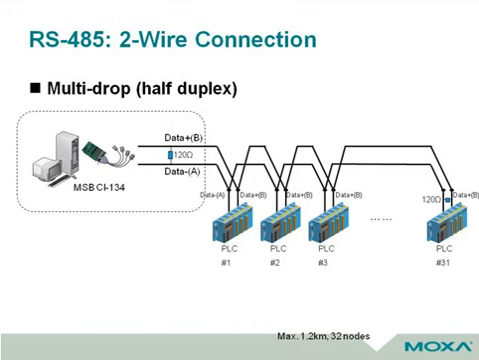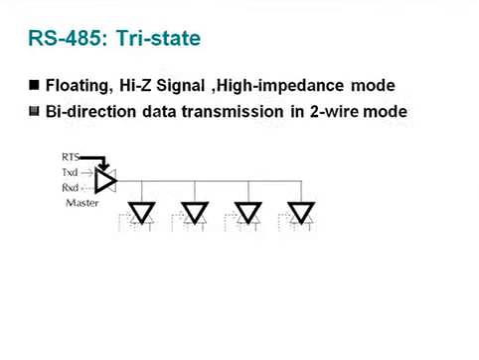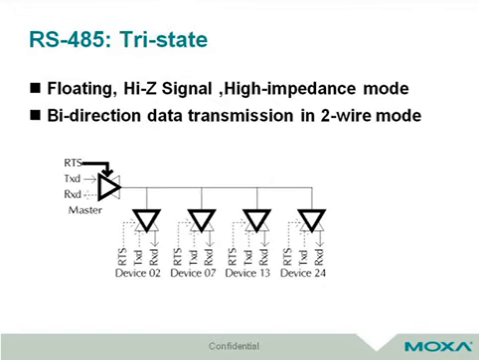There is one thing I would like to highlight in this page. You can see there are 120 ohm resistors set on both end sides. It is called terminator to prevent signal reflection. In order to work on bidirectional data transmission in two-wire mode, RS-485 has tri-state status, also known as floating, high Z signal, high impedance mode.